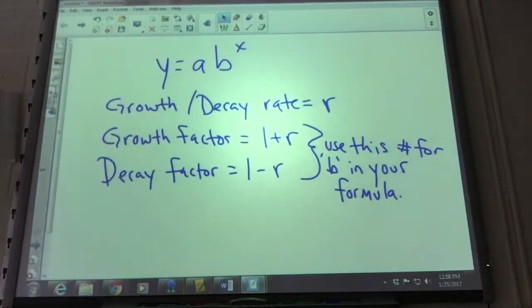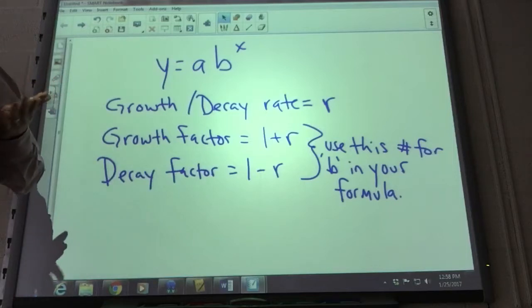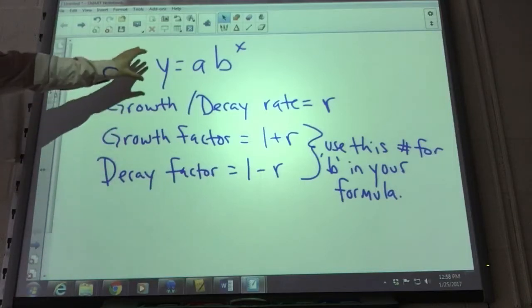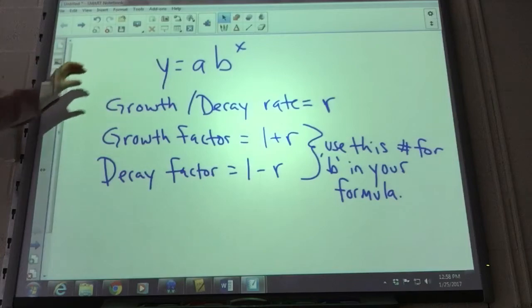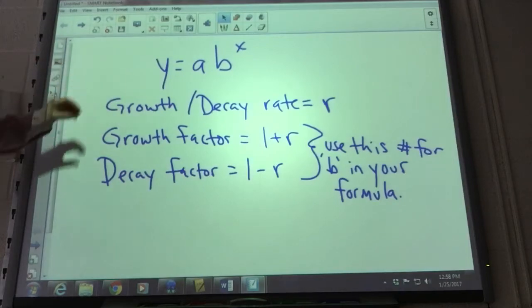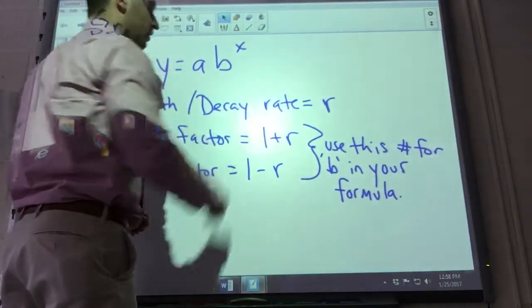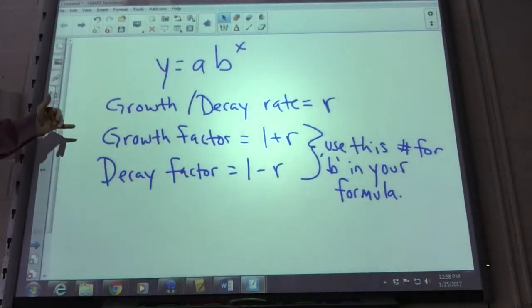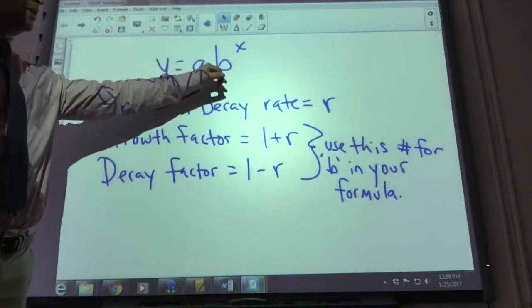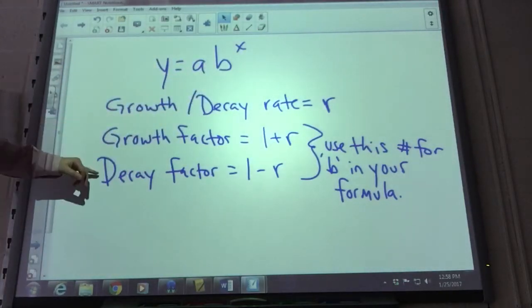All right, so let's take a look at some of these applications. Some of the problems we're going to deal with have percentages which lead to growth and decay rates. We're using our regular formula that we've used the whole time, but you're going to see a new thing introduced, which is R for growth or decay rate. All that does is to create your new B in the formula, either your growth or decay factor.